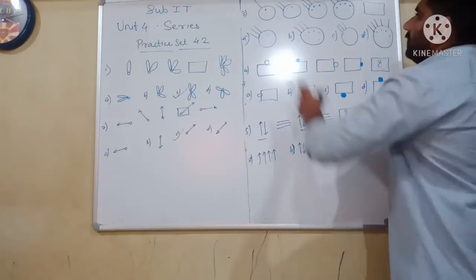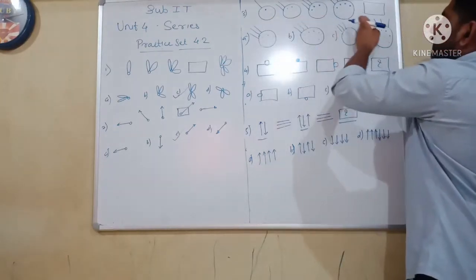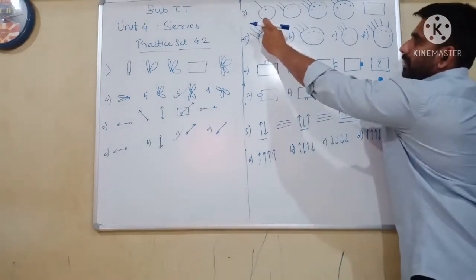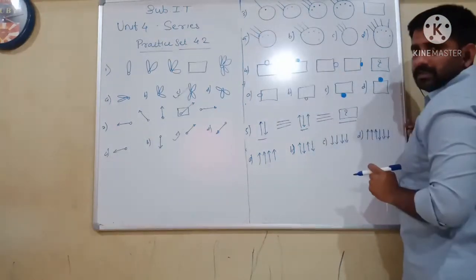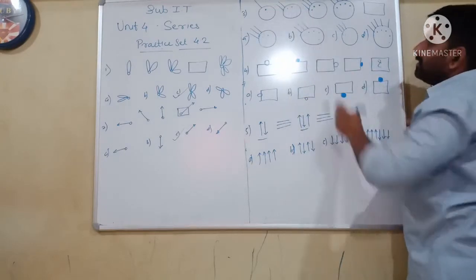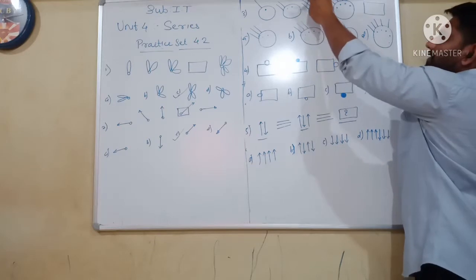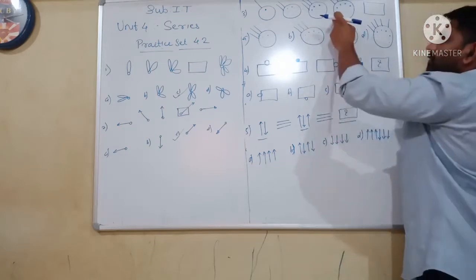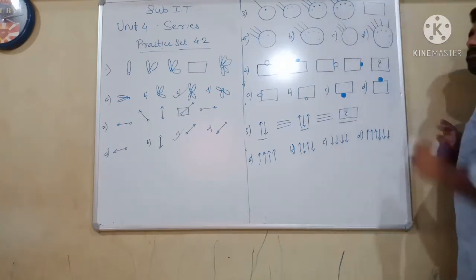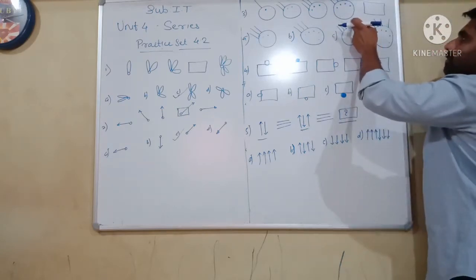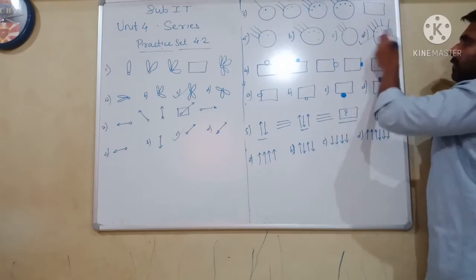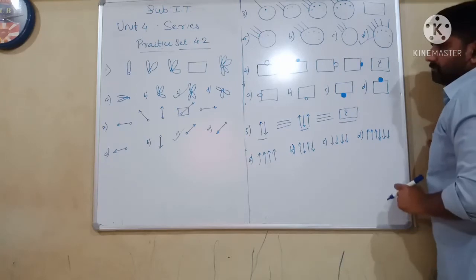Third question. Here a pattern of circles is being given. How is the pattern of circles? In the first one there is one dot, one line. In the second circle, two dots and two lines are given. In the third circle, three dots and again three lines are given. In the fourth circle, four dots and four lines are given. So the next pattern, if you follow, will be a circle of 5 dots and 5 lines. So it will be option number D.